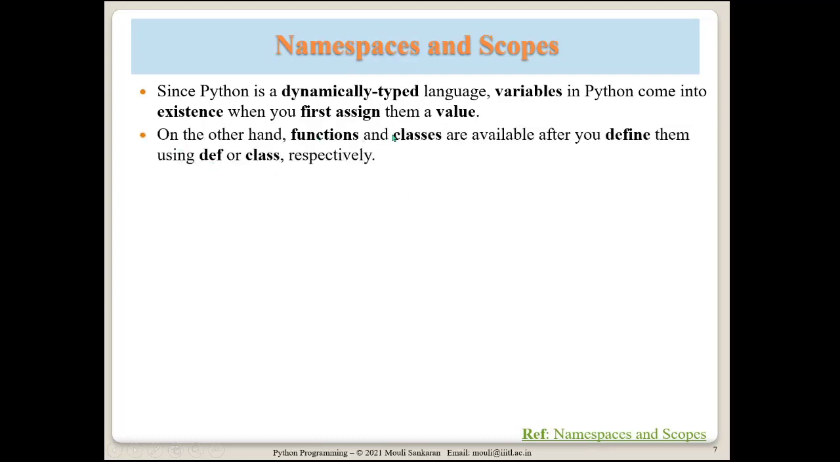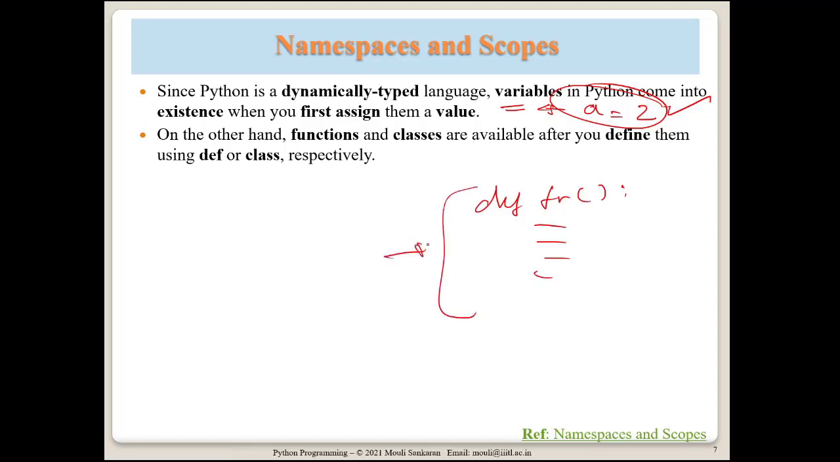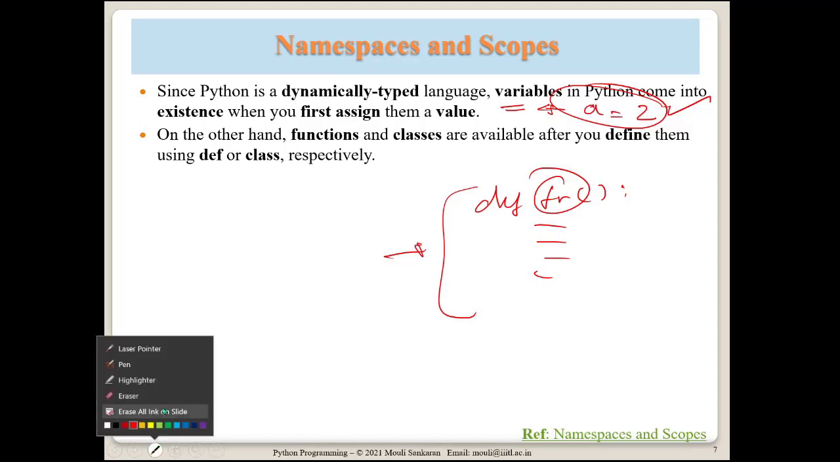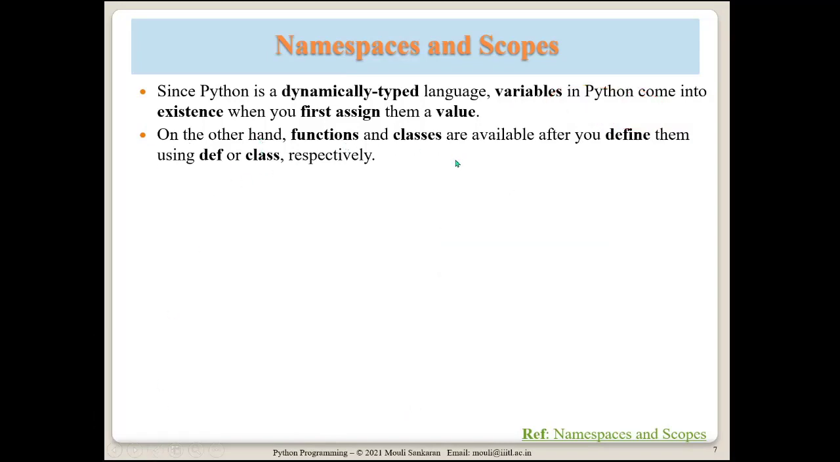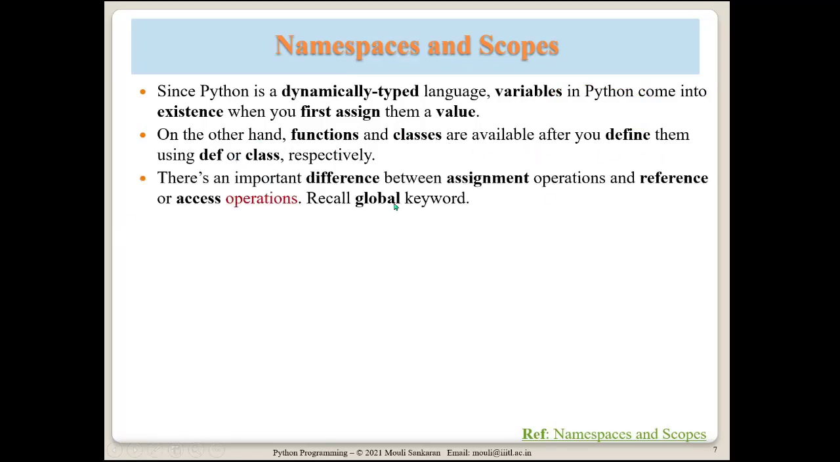On the other hand, functions and classes are available after you define them. Here you define a variable and then you assign some value to it, then it becomes alive. Whereas function objects, as I mentioned, are not even invoked or called even once, but the object is alive. It's there, it can be invoked, but it's not that you need to call it to make it alive. So functions and classes, we'll come to the classes later on, are available after you define them using def or class respectively.